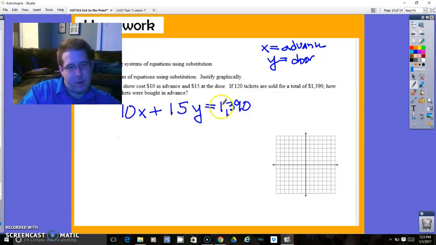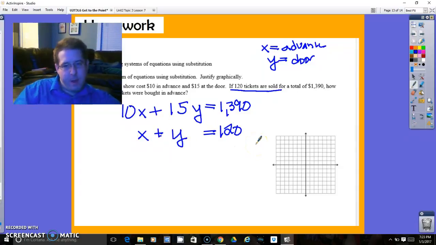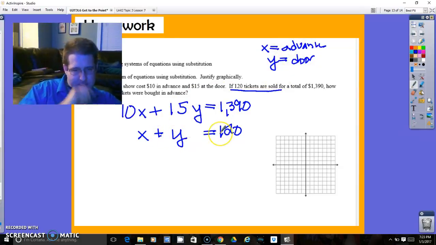Well, 120 tickets are sold. So it's the other equation that people don't think is as easy to be able to write. But if there's 120 tickets sold, that would be X, which represents the advance tickets, plus Y equals 120. Now, do we know how many tickets were sold at the door? No. But we do know, because there's no other type of tickets possible to buy, that if you add those two types of tickets, it had to be 120.